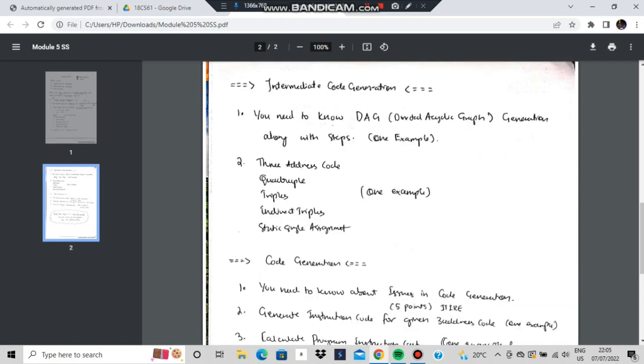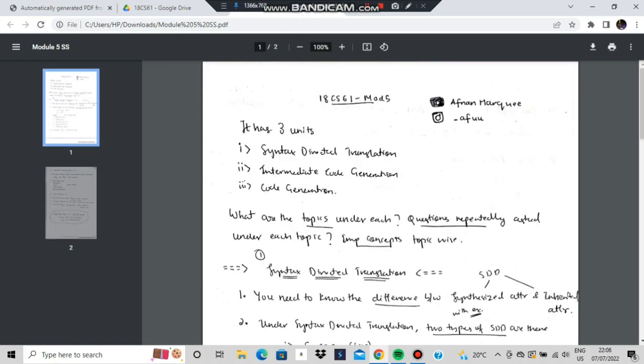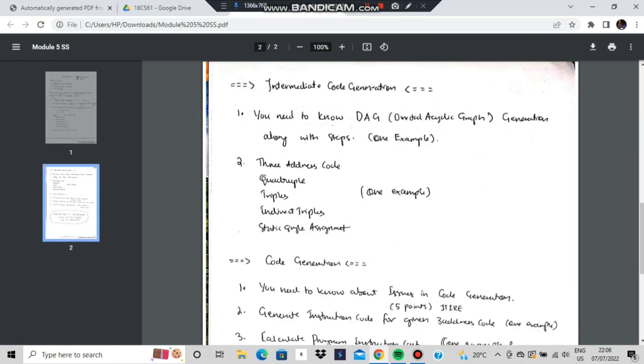Moving on, we have intermediate code generation, which is the second topic. In intermediate code generation we need to know about the DAG, the directed acyclic graph. For the expression they give, you have to make a directed acyclic graph and mention the steps as well. We'll be discussing an example for it.